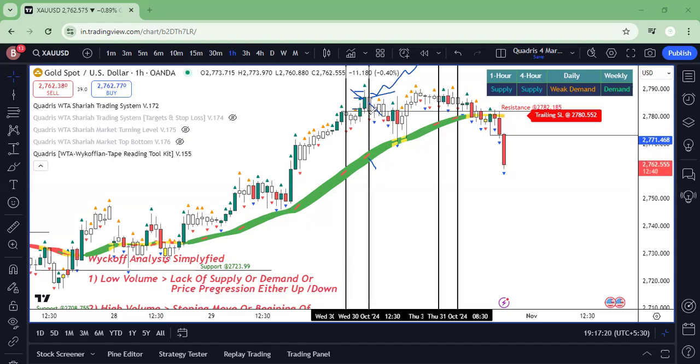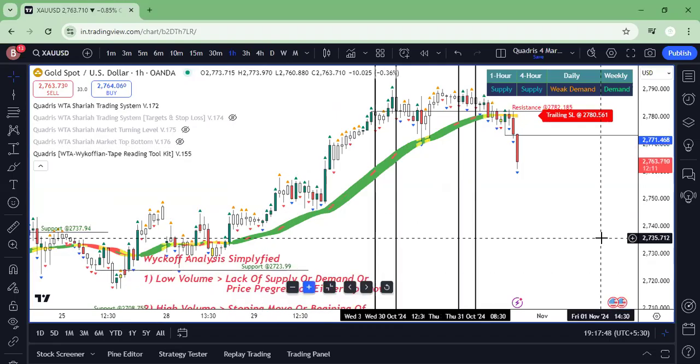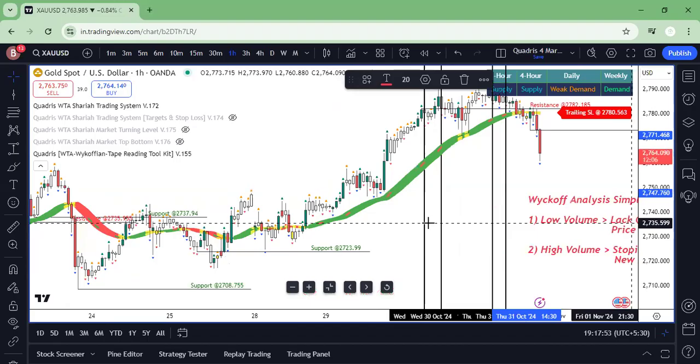So this low volume, for example, if there is a low volume over here, that means there is a lack of demand, because there is no whatsoever continuation towards the upward side, and price came back. So if you follow along with this tool, give it a try, and it will change the way you trade.